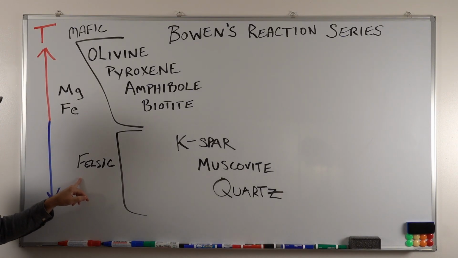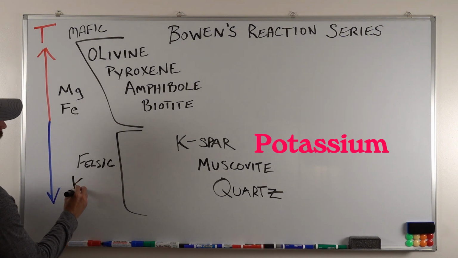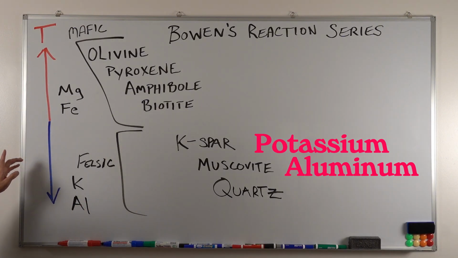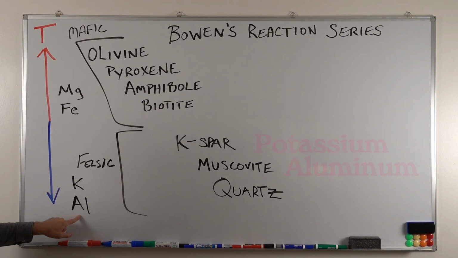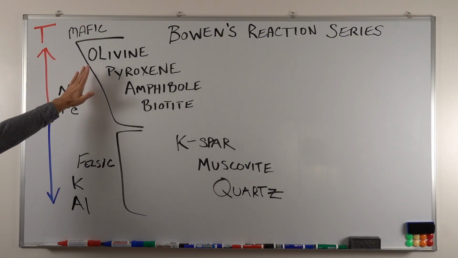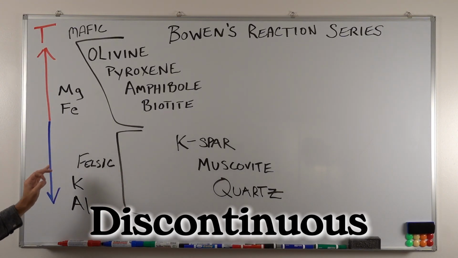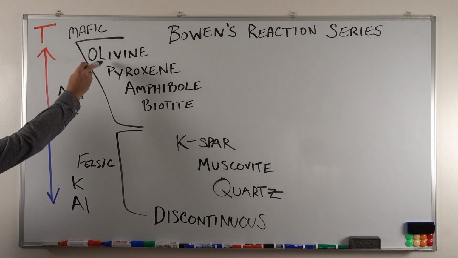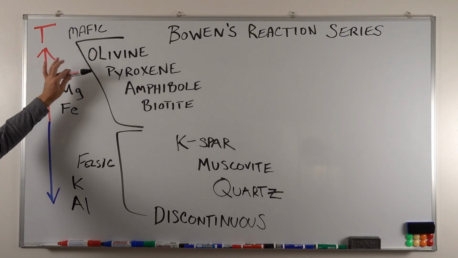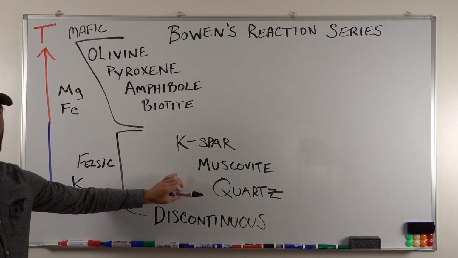Our felsic minerals on this side of Bowen's reaction series are using potassium, we talked about that, and aluminum primarily. Some of these minerals can be called aluminosilicates. So this is the discontinuous Bowen's reaction series. This series happens one after the other. Olivine forms, then pyroxene forms, then amphibole forms, then biotite, K-spar, muscovite, and quartz, and then the opposite.